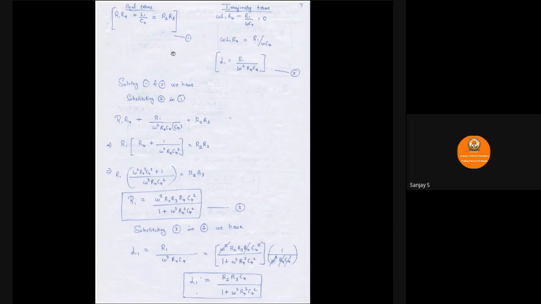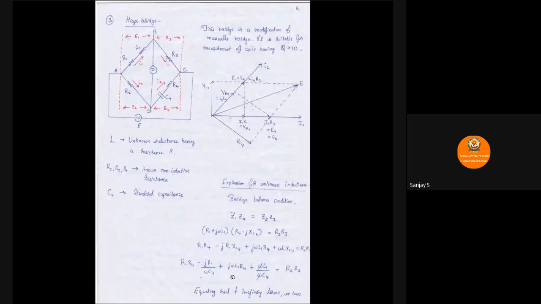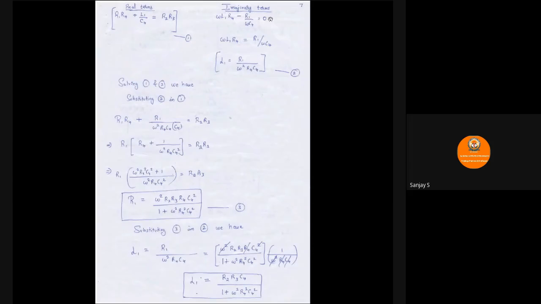And coming to the imaginary terms, let us see the equation. We have minus j R1 by omega C4 plus j omega L1 R4. So the coefficient of j refers to the imaginary terms. So if we equate the same, we have omega L1 R4 minus R1 by omega C4 is equal to 0, because on RHS we don't have any imaginary term. So this is equal to 0. So we have omega L1 R4 is equal to R1 divided by omega C4. So L1 will be R1 divided by omega square R4 C4. This is equation number 2.